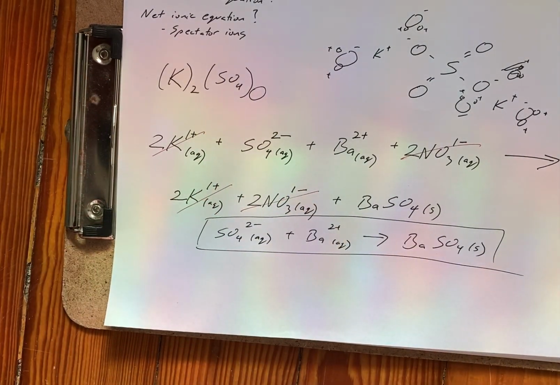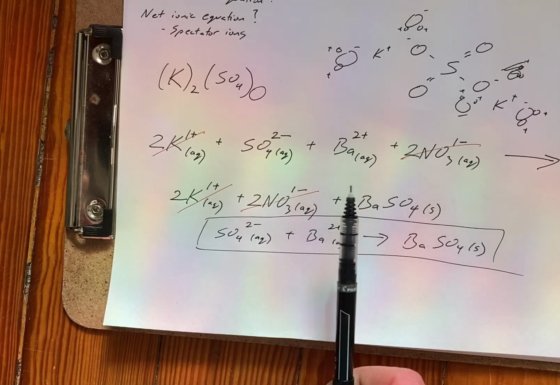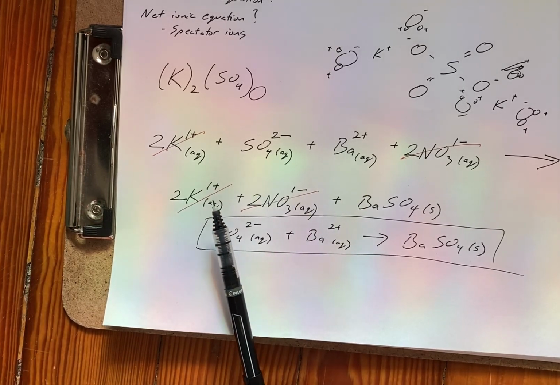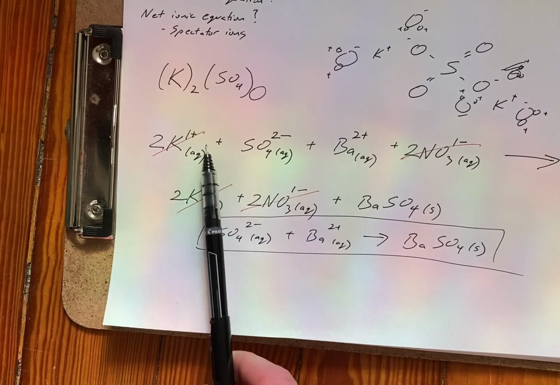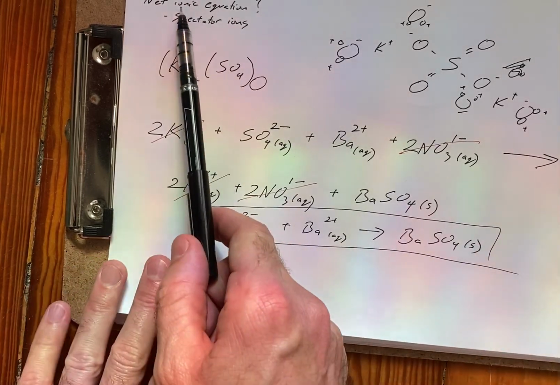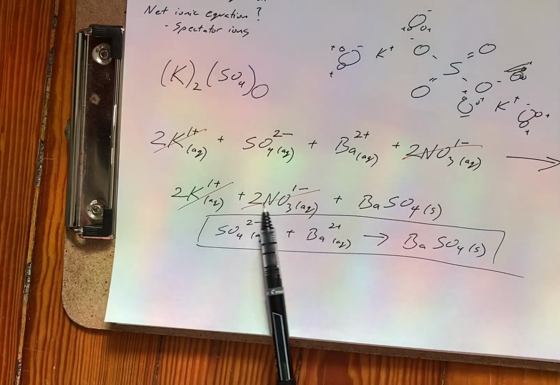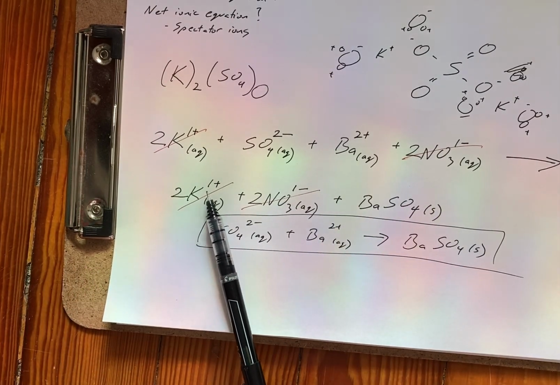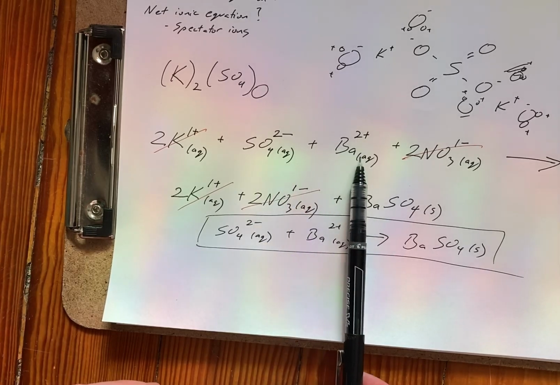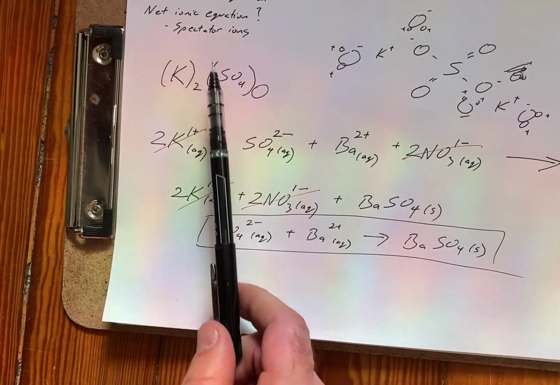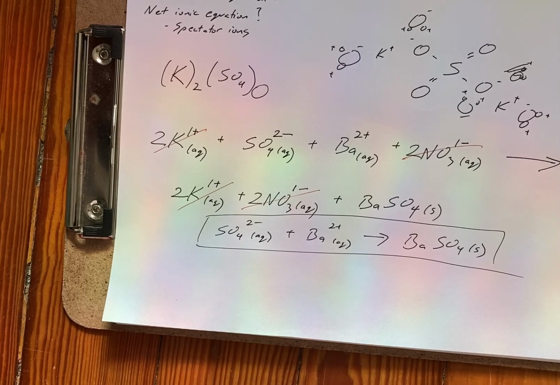Just like if you were at a football game, yeah, you're there at the game, but you're a spectator. You're not participating in it. So yeah, we can see in the overall ionic equation, these potassiums and these nitrates, they're there in the reaction, but they're not really participating in the reaction like the sulfates and the bariums are. They're spectators. So these will be your spectator ions.